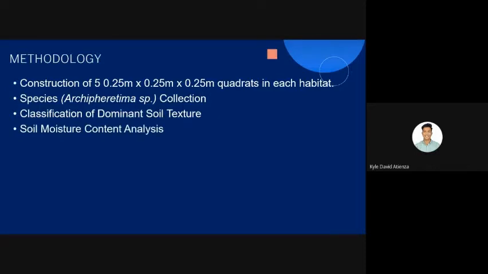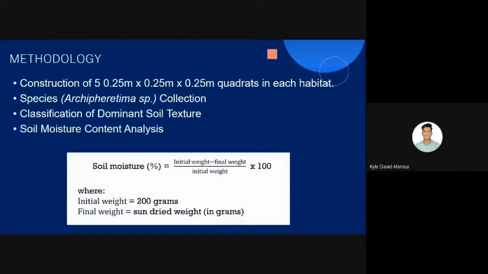For the soil moisture content analysis, 200 grams of soil were collected per quadrat from each type of habitat and then stored in plastic bags for transport. These samples were sun-dried and pulverized, and the dried samples were weighed again in order to obtain the soil moisture content, which is expressed in percentage as follows. Soil moisture is equal to the initial weight minus final weight, all over the initial weight, times 100.